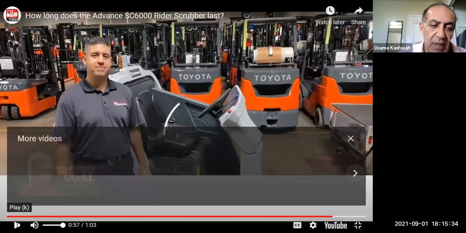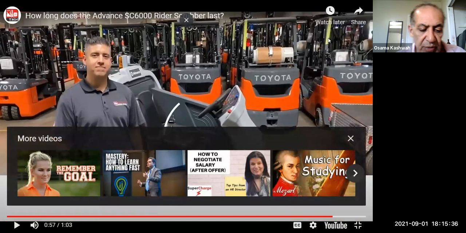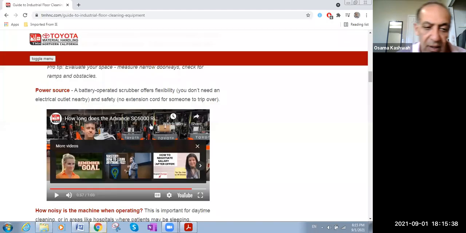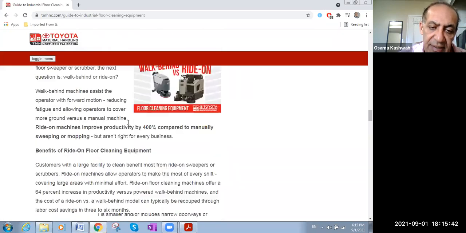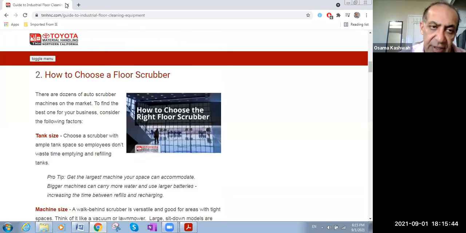Okay, so this was one of the scrubbers which is used in cleaning the floors in the warehouses.